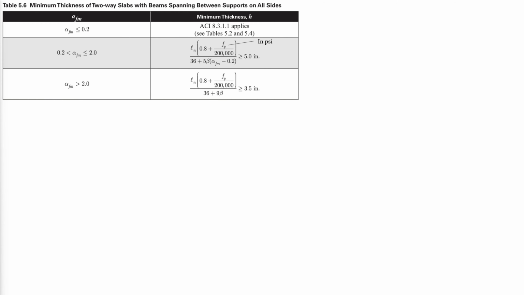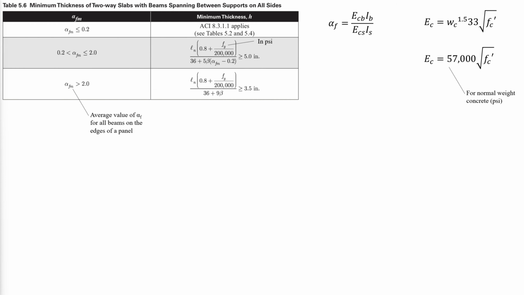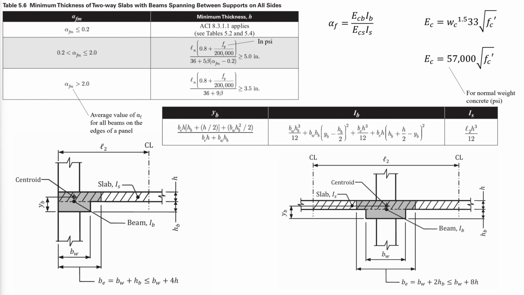For two-way beam-supported slabs, the minimum slab thickness can be determined according to the following table, where αfm is the average value of αf for all beams on the edges of the panel, and αf is the ratio of flexural stiffness of the beam section to the flexural stiffness of a width of slab bounded laterally by central lines of adjacent panels, if any, on each side of the beam. The effective beam and slab sections for the computation of the flexural stiffnesses can be seen in these figures for edge and interior beams.